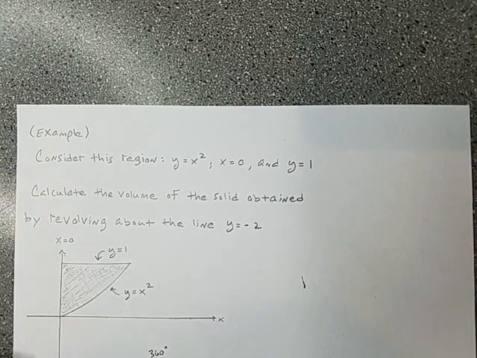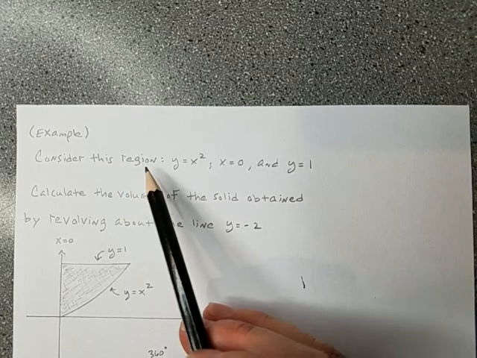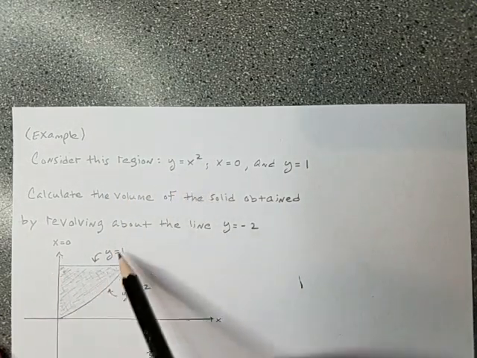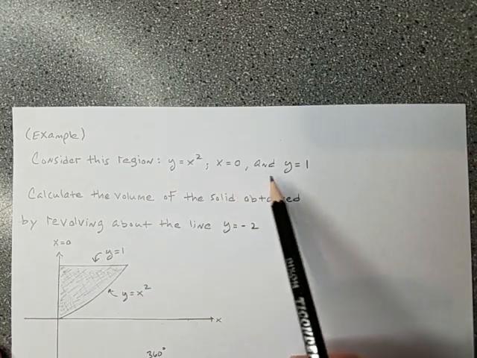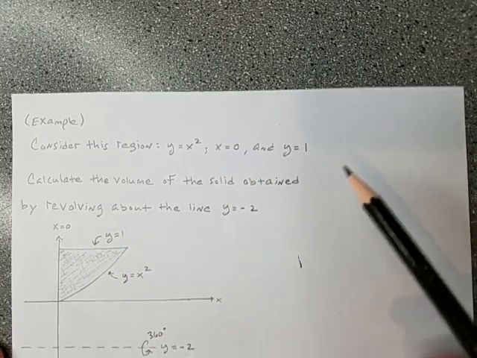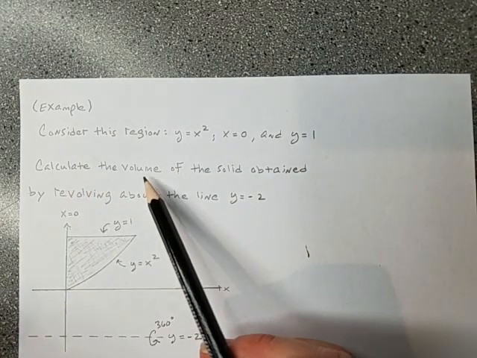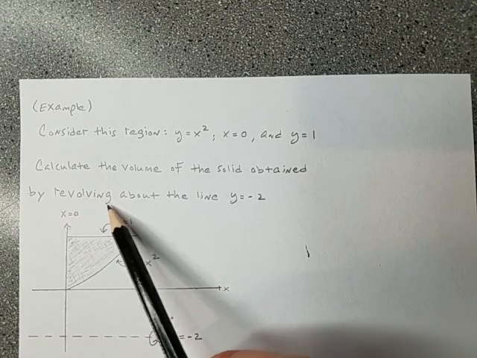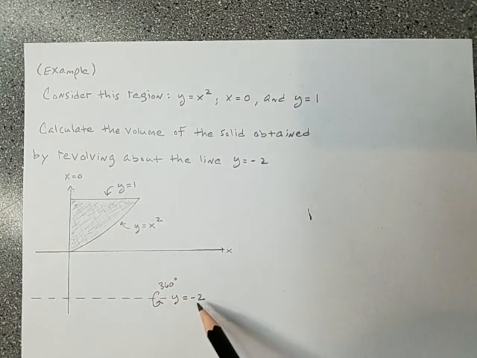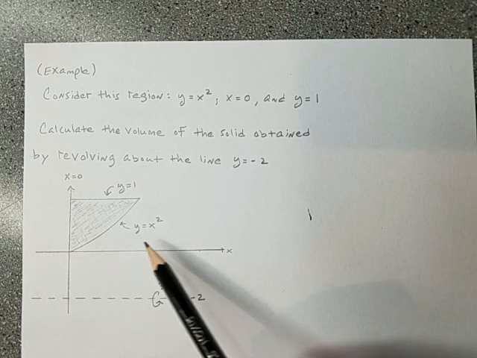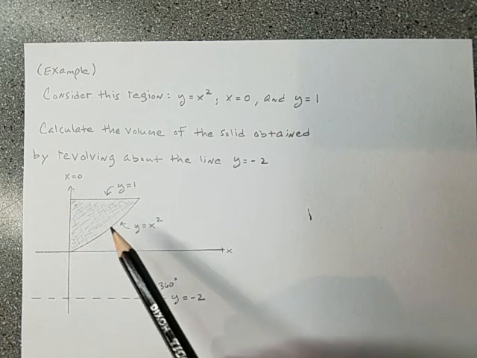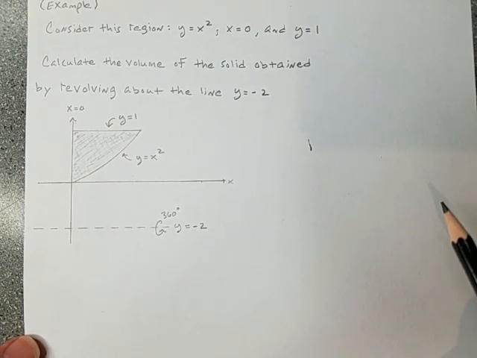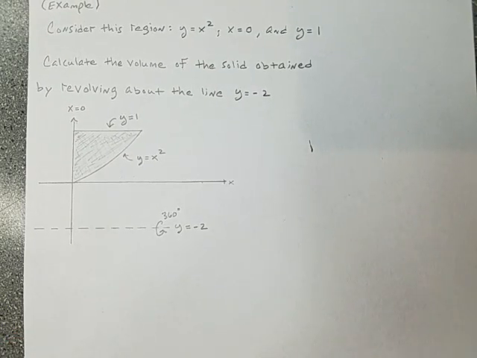So it says, suppose we have a region. We always start with a region, a flat, two-dimensional region. This region is bounded by y equals x squared, x equals 0, and y equals 1. So far it sounds the same. It says, calculate the volume of the solid obtained by revolving about the line y equals -2. So this time we're not revolving about the x-axis. We're revolving it about some other distant line. And so what would that be?